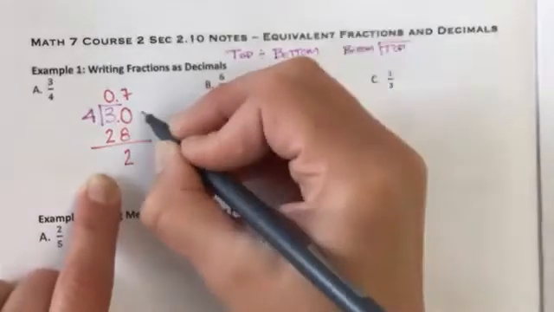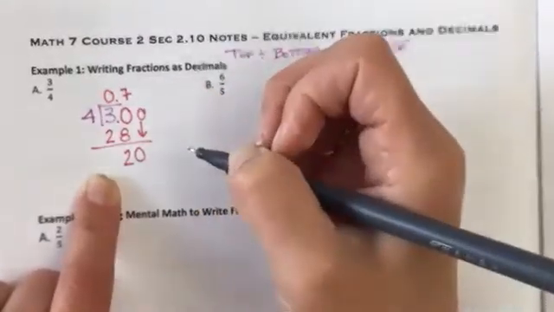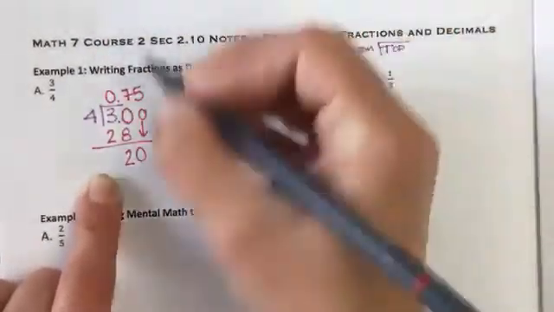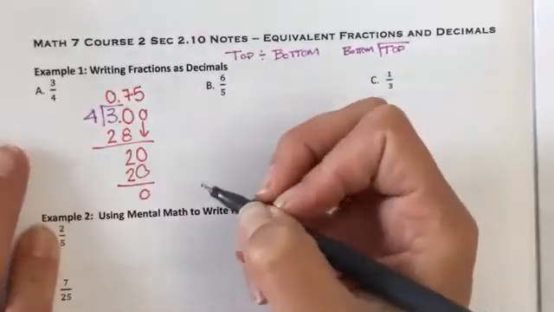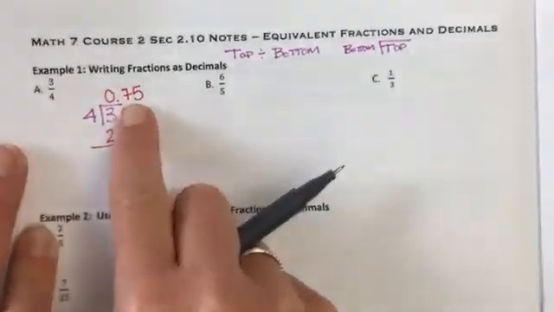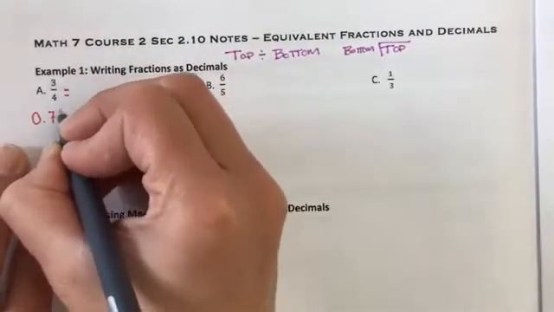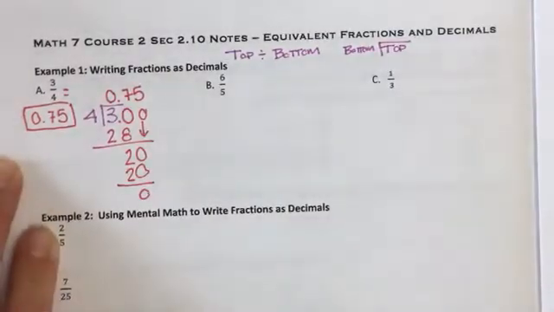Now we're not done yet. You have to keep going, so you add another 0. Does 4 go into 20? It does perfectly 5 times. 5 times 4 is 20. When you subtract, you get 0. So 3/4 as a decimal is 0.75. Okay.